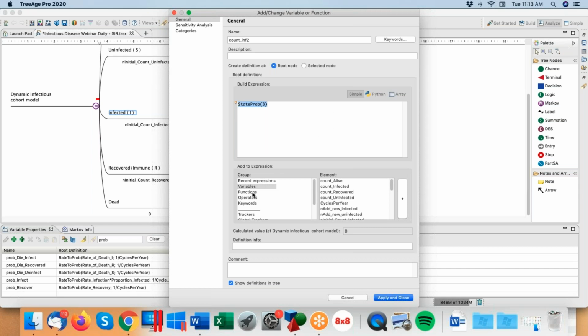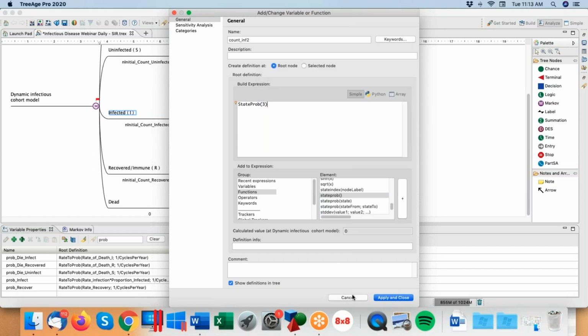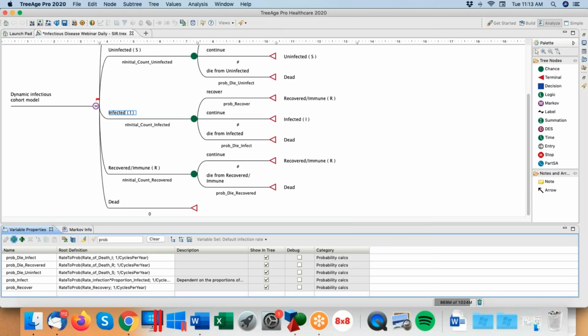And if you're wondering about functions, there are lots and lots of functions in TreeAge Pro, and they're all described in the help. So here's state prob. If I go into state prob, it tells you what it does here in the function helper, and it would tell you in help if you just did a search on what state prob does. So anyway, I don't need to do that. It's already in the model. Let's continue with the next section that we did.